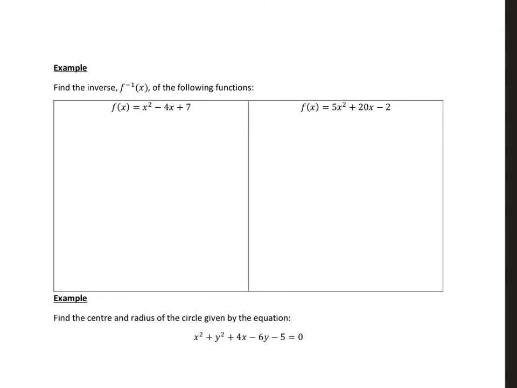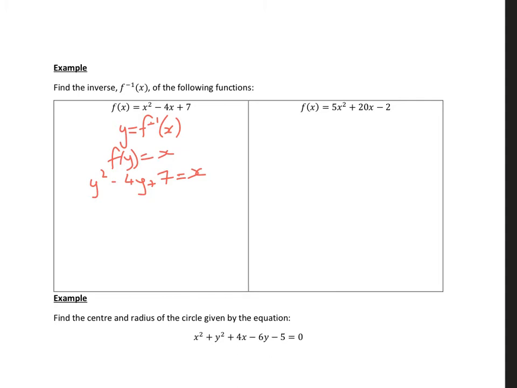Okay, another use of completing the square is for finding inverses of functions. So we know to find inverses, as a recap, I would say y equals f minus 1 of x, so f of y equals x. So I would say y squared minus 4y plus 7 equals x. And if I wanted the inverse of that, I would have to try and rearrange to make y equals. But the issue is I've got a quadratic on the left-hand side.